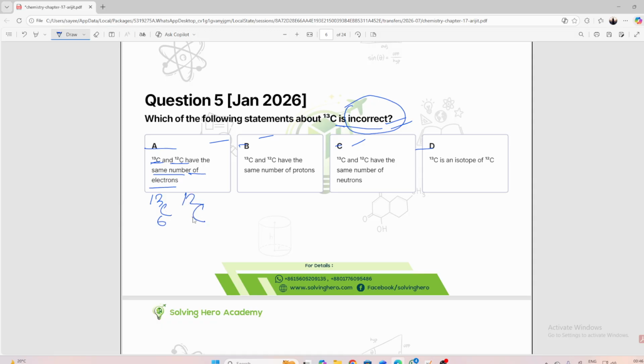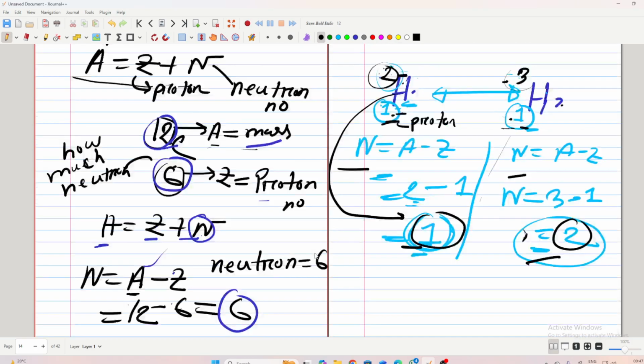We know that it has 6 protons. That means, as I have said in my lecture, the atomic mass is written on the top. That means this 12 and this 13 are the mass. Am I clear?